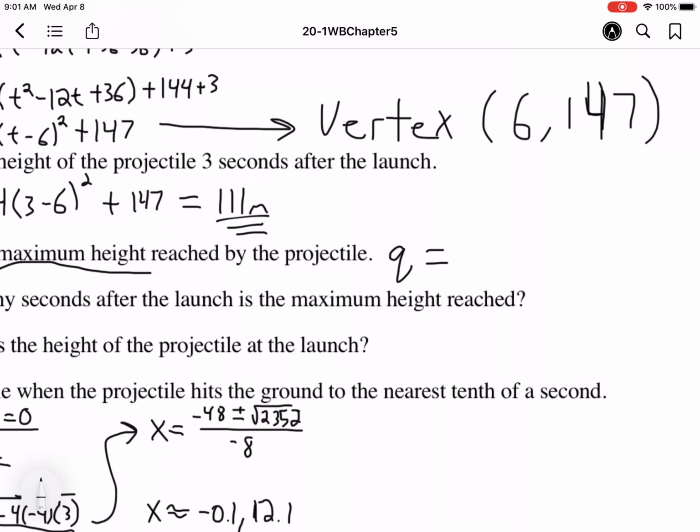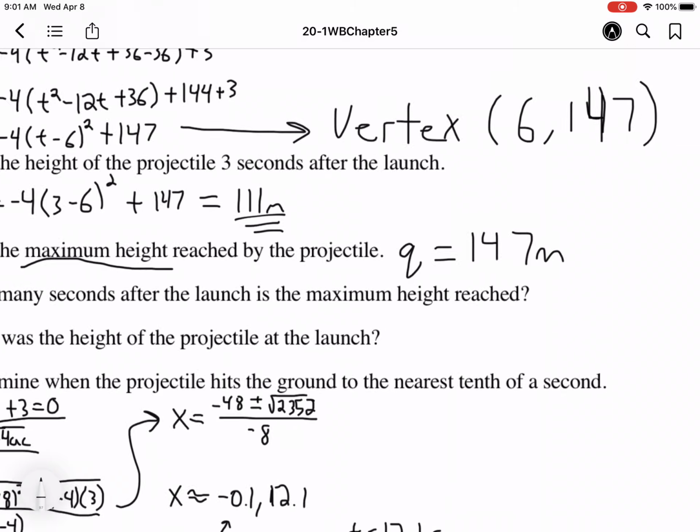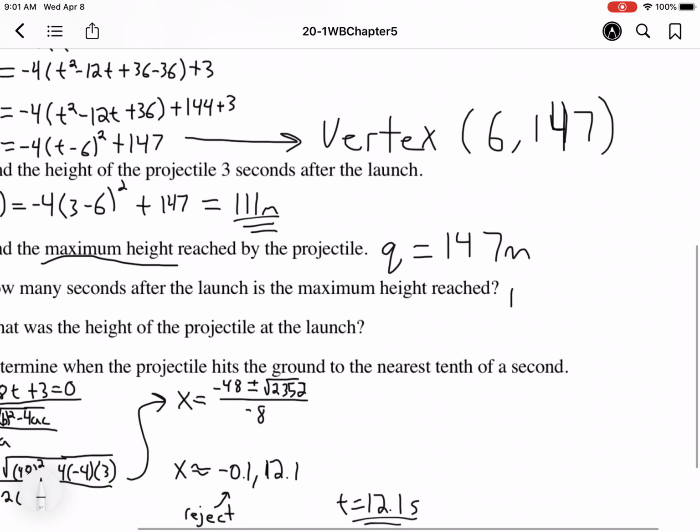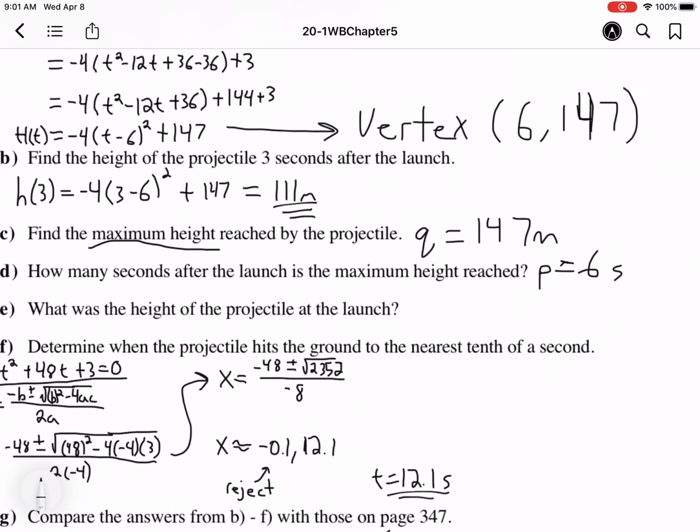Well, Q in this case equals 147. So the maximum height is 147 meters. How many seconds after launch did it reach the maximum height? Well, that's going to be our P value because X is representing seconds. So this is going to be 6 seconds, right?